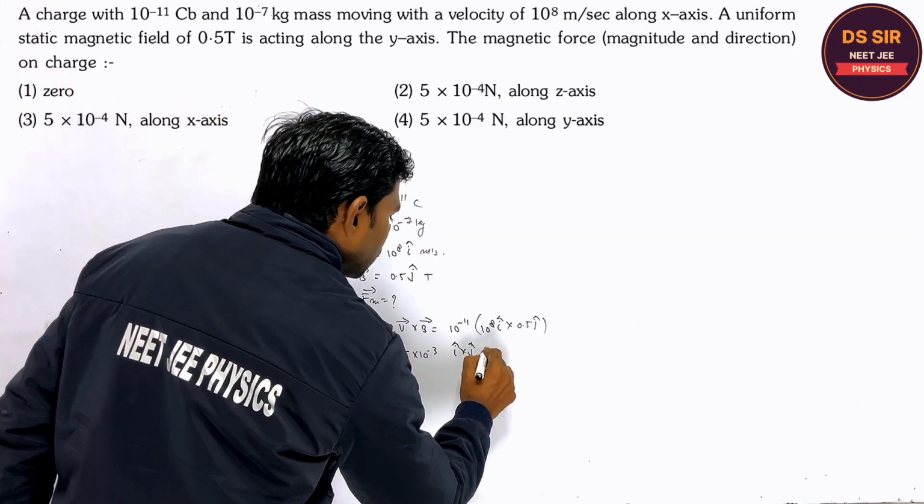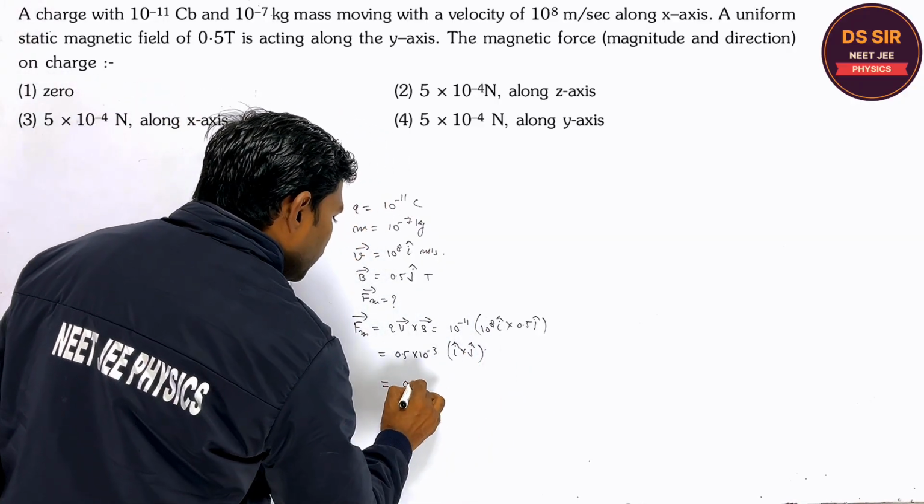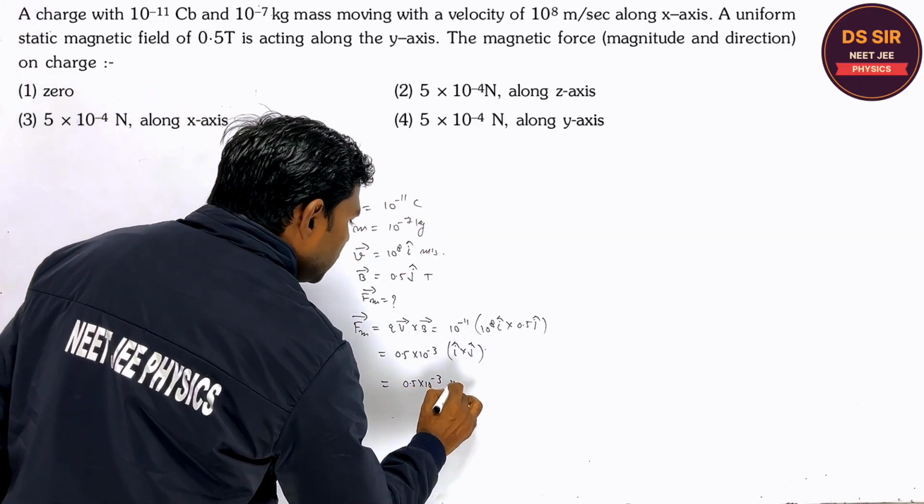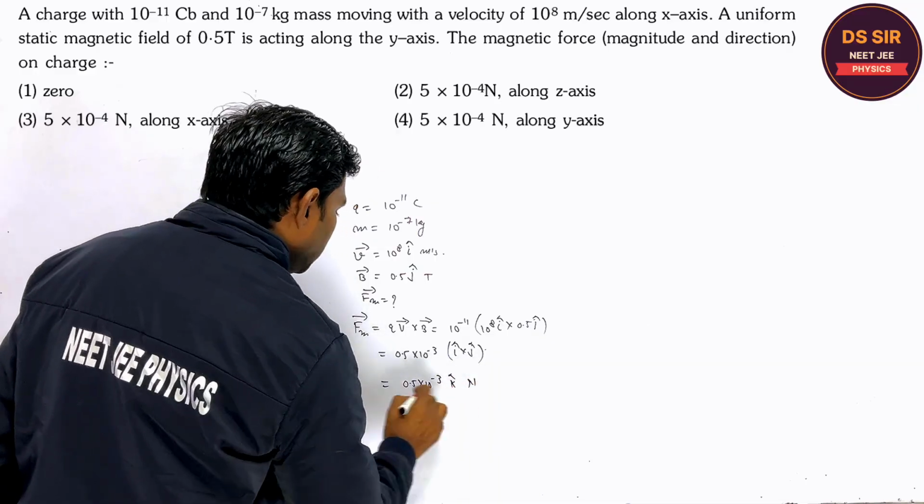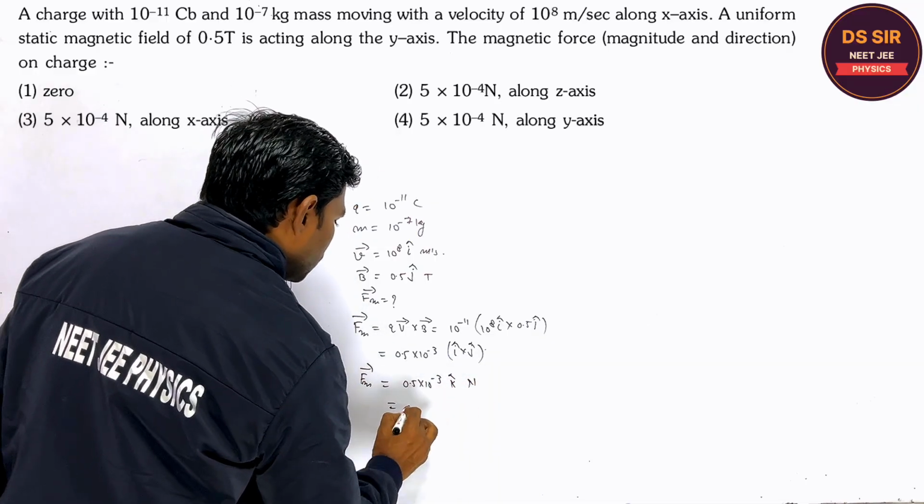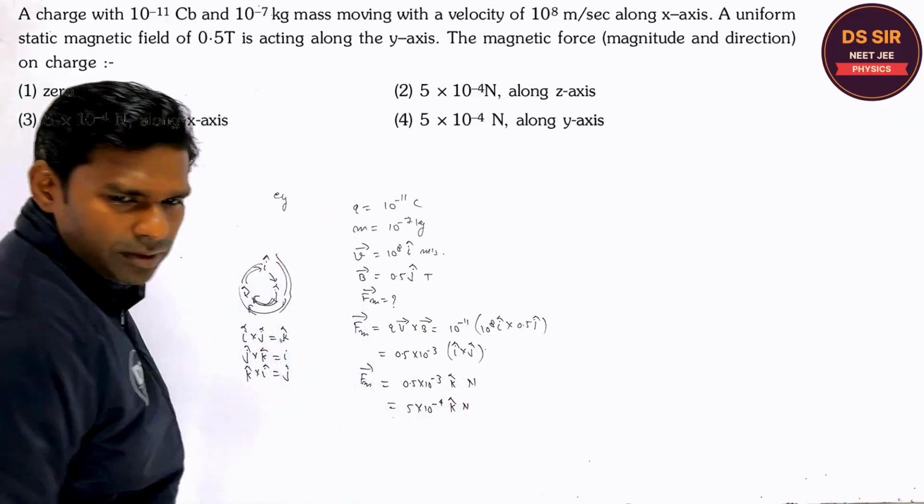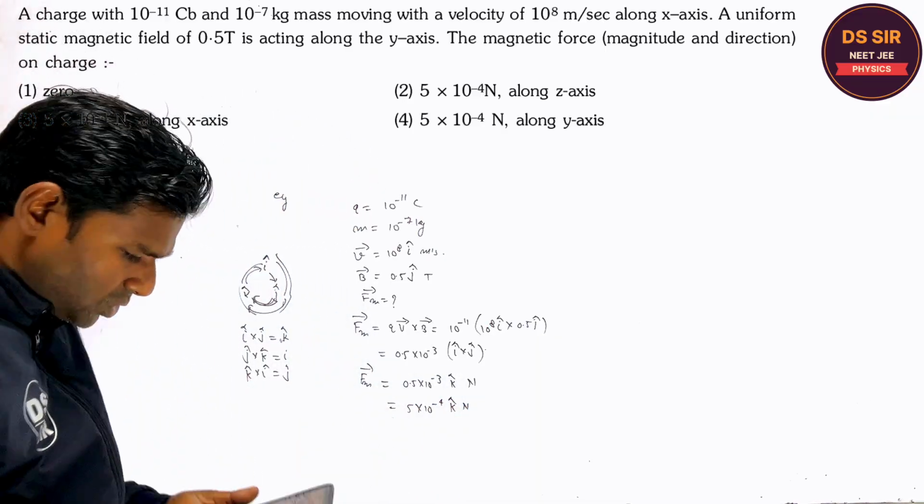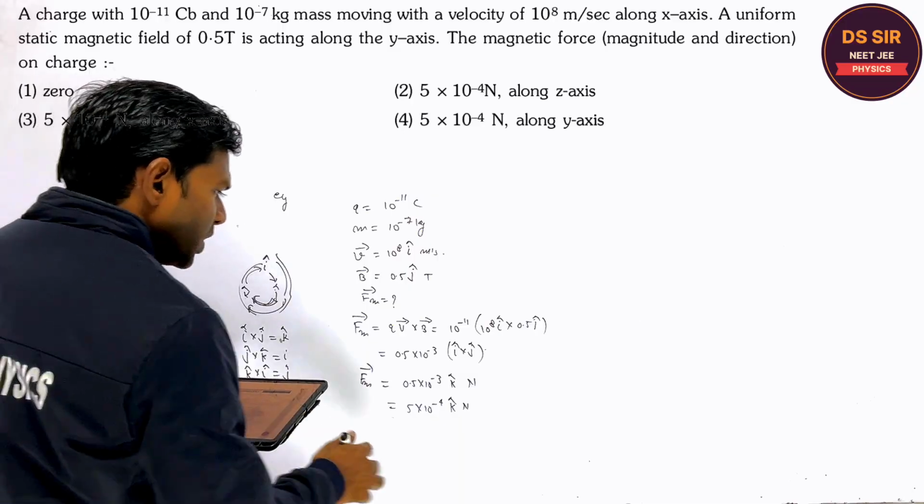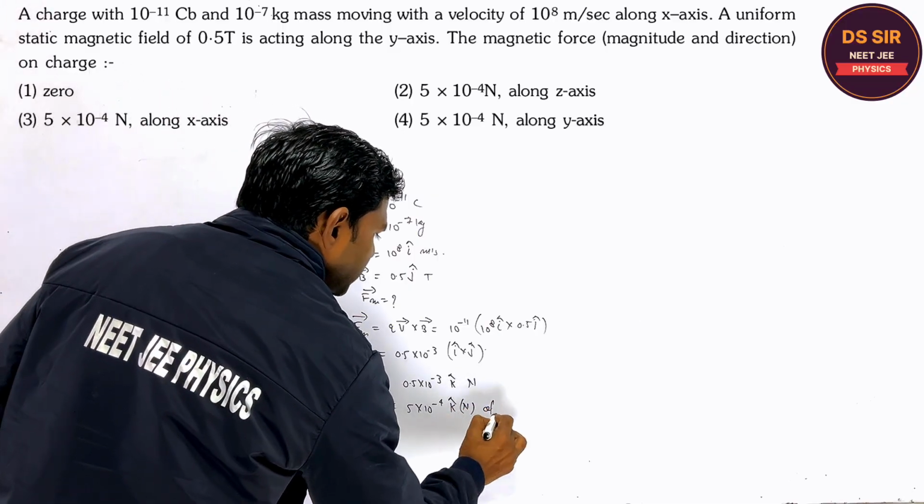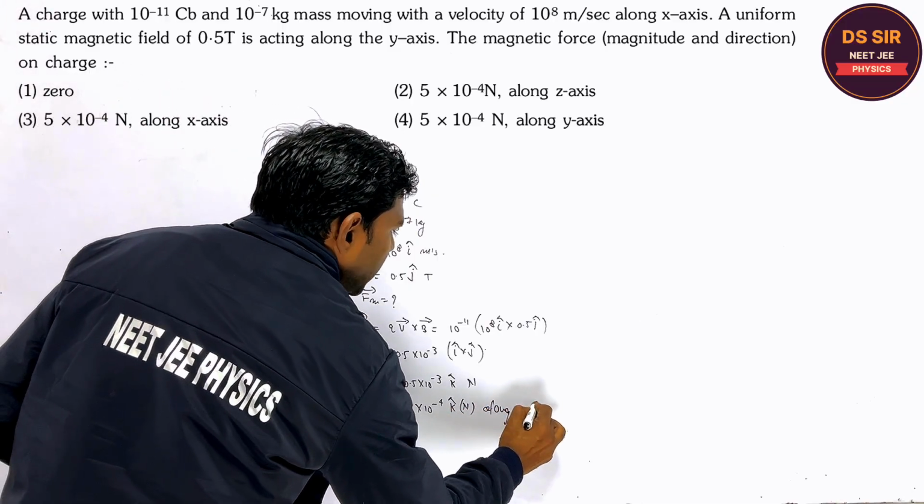So i cross j is equal to what? 0.5 × 10^-3 k cap newton is the force. It may be written as 5 × 10^-4 k cap newton. So which option is the correct option? k cap, k cap means along the Z direction.